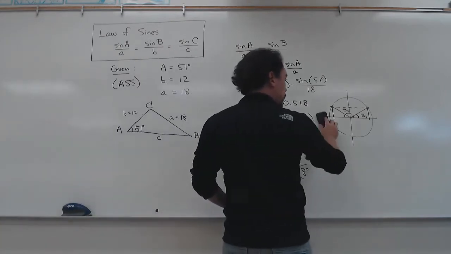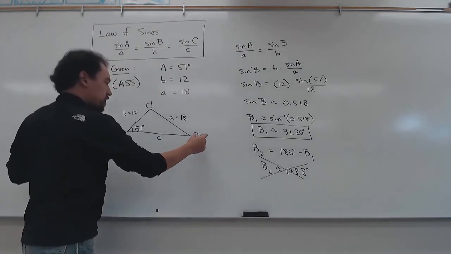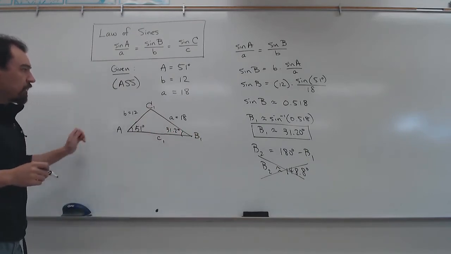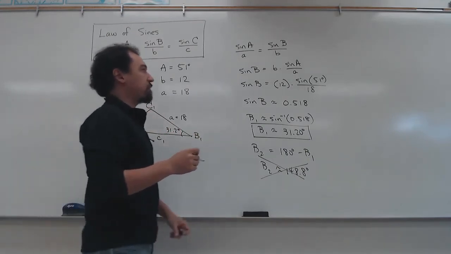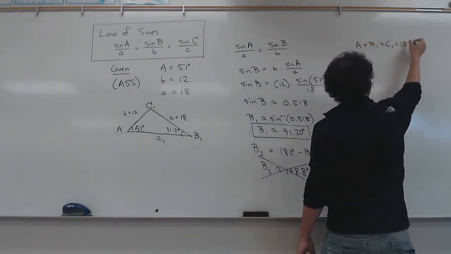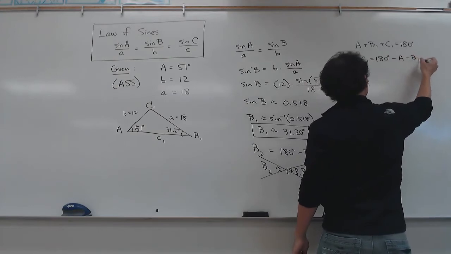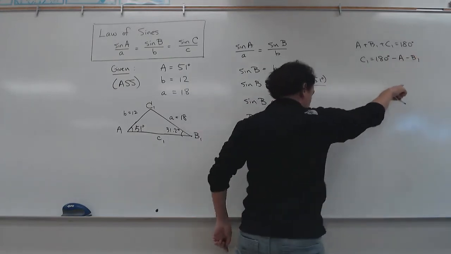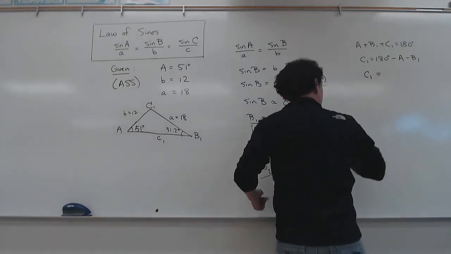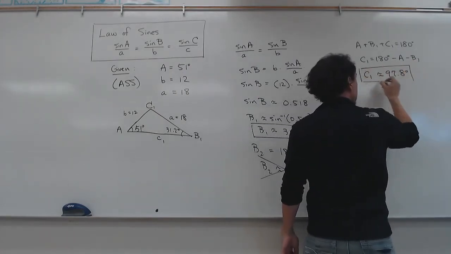So based on this, we can finish out this case. I'm going to erase this unit circle, and we'll finish it out by saying angle B is now, we'll just call this B1 for the sake of consistency. We'll call this C1. So I have two angles. The third one I can find by noting that the angles add up to 180 degrees, which means C1 is simply 180 degrees, subtract A, subtract B1. Angle A is 51 degrees, angle B1 is what I just found, so angle C1 is approximately 97.8 degrees. And there we have it.